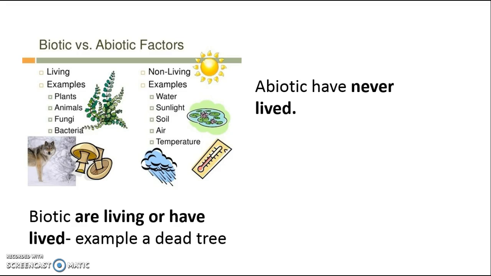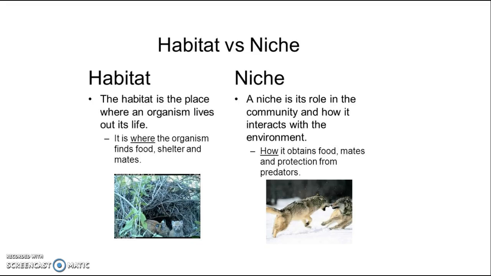Biotic, those are your living things or things that have lived. I bolded this, have lived. So an example would be a dead tree. The tree was once living. Note your examples here of what some living things could be. Abiotic, the A part means without. So abiotic things have never lived. Our examples there are sunlight, water, soil. Those things are non-living, never have lived.